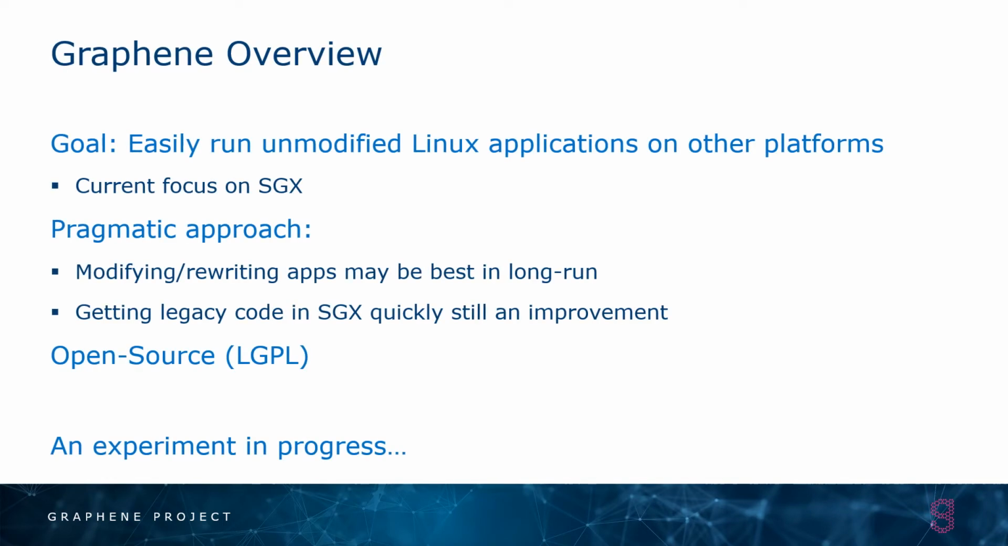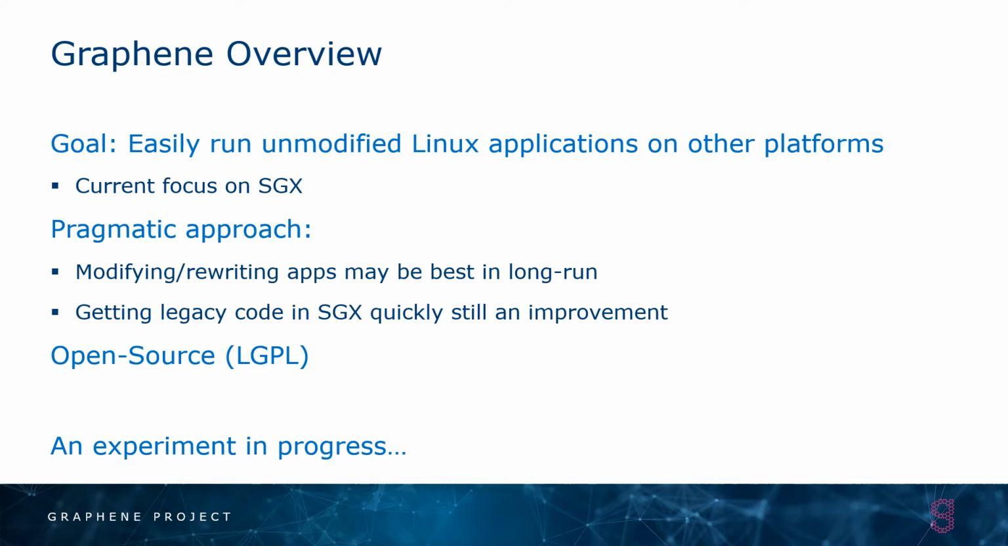At a high level, Graphene is a library OS or unikernel designed to run unmodified Linux application binaries on other platforms. The current focus and primary interest in the project has been in the context of bringing up application code inside of SGX, but the project is intended to be more broad than that.